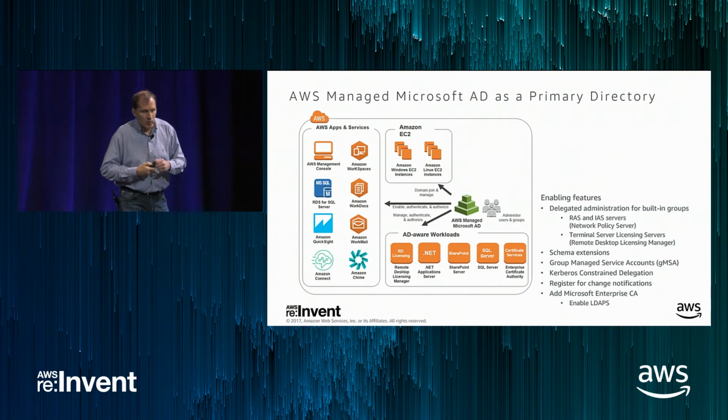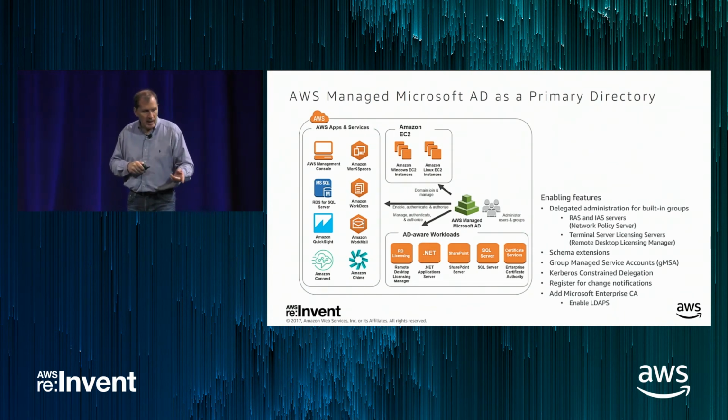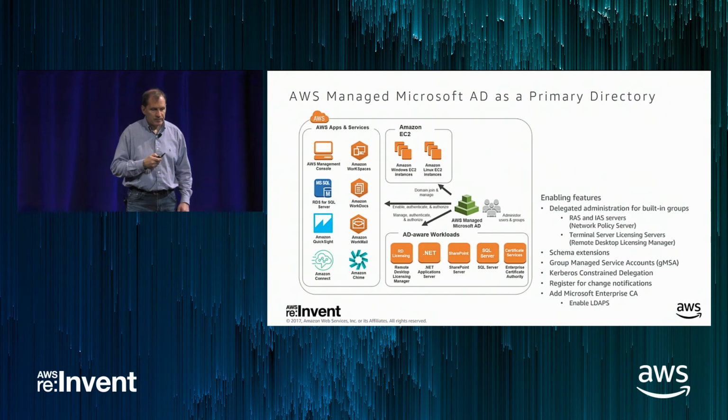We also have WorkDocs that can use the directory, QuickSight, or Amazon Connect or Chime or WorkMail. Those can all work with the directory.